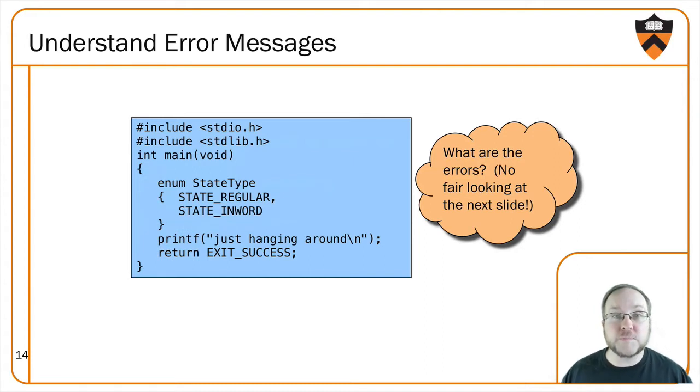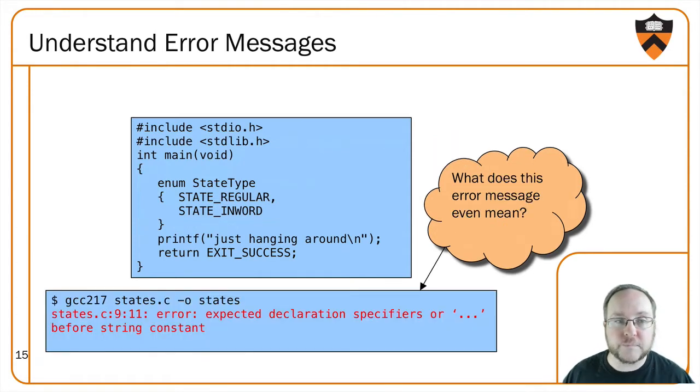Alright, one last build time bug. See if you can find the issue. Alright, let's see what GCC 217 says. The compiler catches the error, but doesn't really provide you much help in fixing it. What does this error even mean?